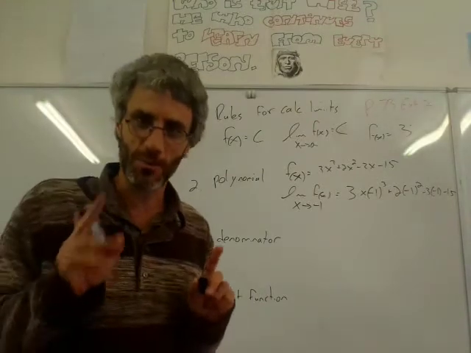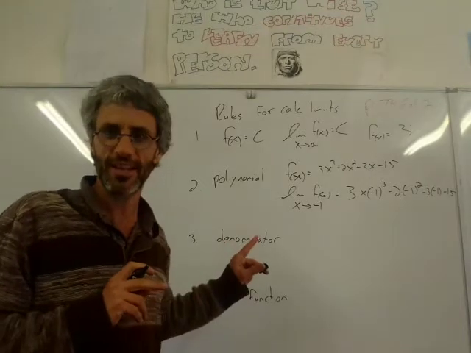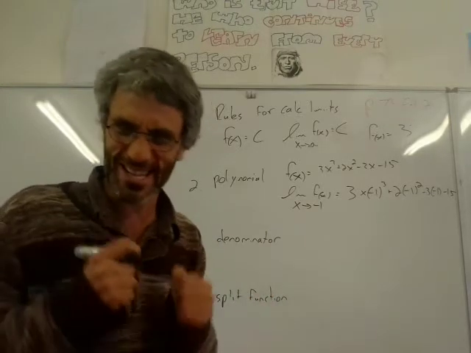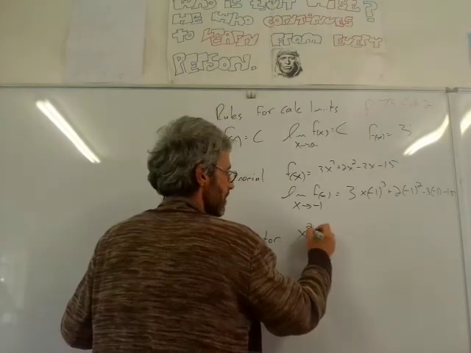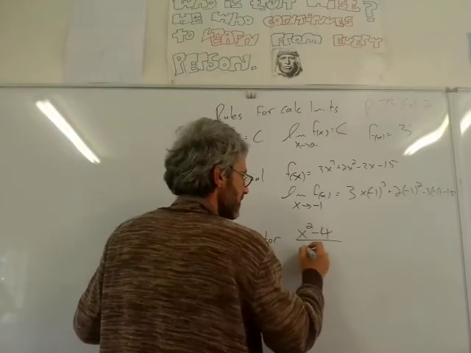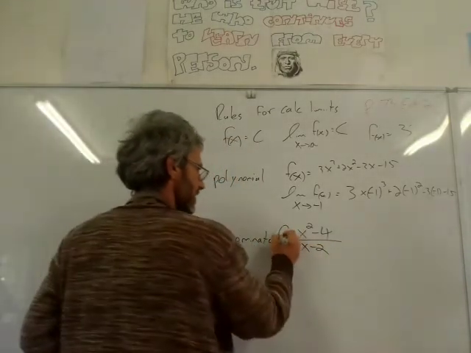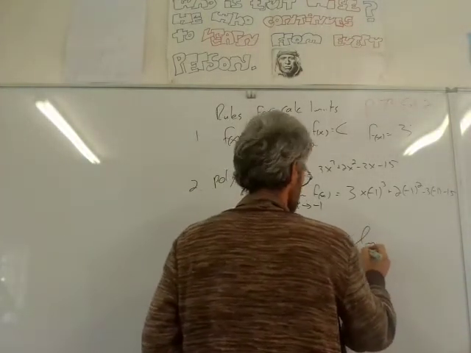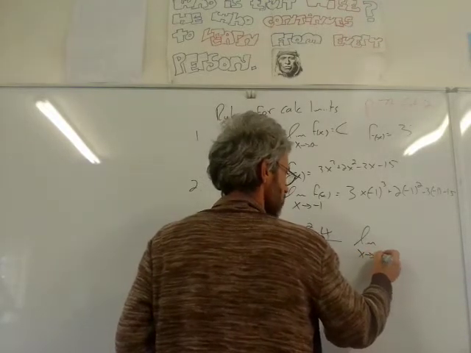Where does the problem start? Remember, we like problems. The denominator. When you have a denominator, then there might be a problem, or not. So for example, let's do something a little bit different: x squared minus 4 divided by x minus 2. Now, this is, let's say, f of x. Now, let's say I'm trying to find the limit of f of x when x approaches minus 2.